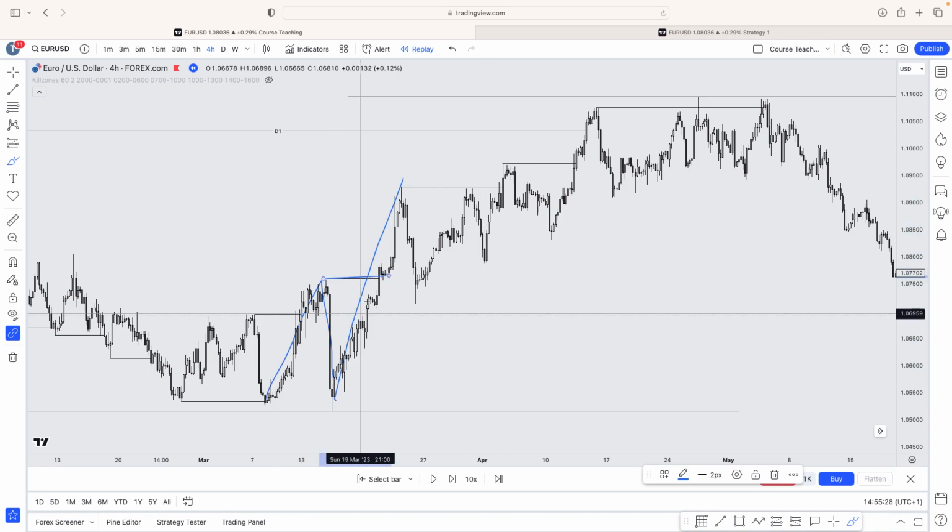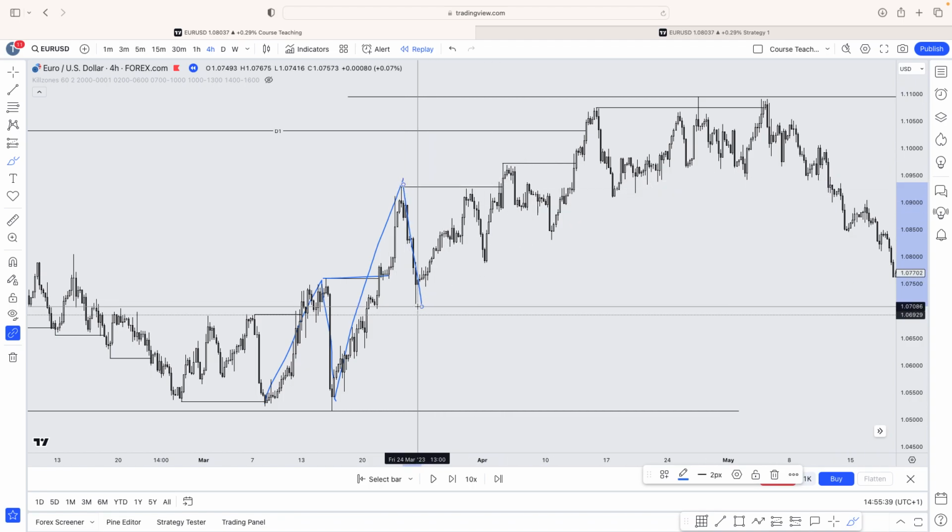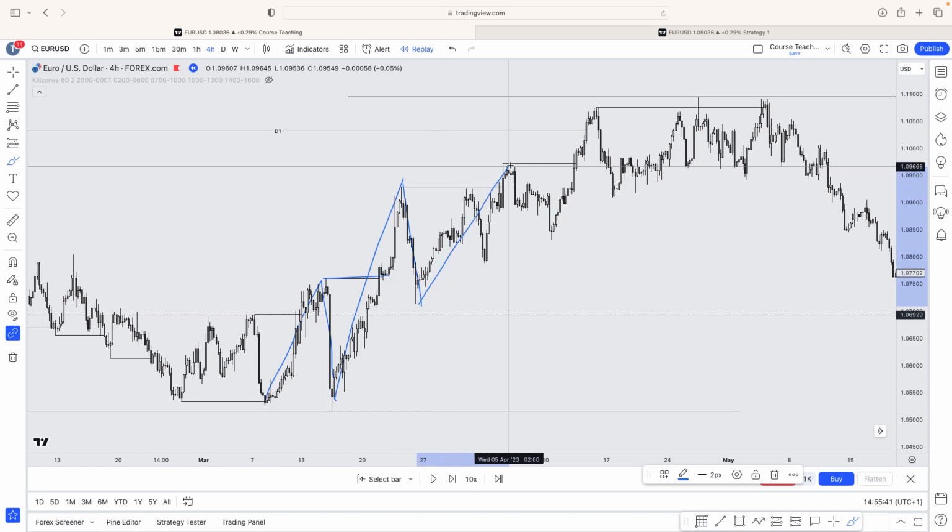What do we expect after a 4-hour break of structure? We expect a 4-hour pullback. 4-hour pulls back to an area of value. Okay, and we expect it now to target this 4-hour weak swing high. What happens? Price pushes up and targets that 4-hour high, breaking 4-hour structure to the upside.